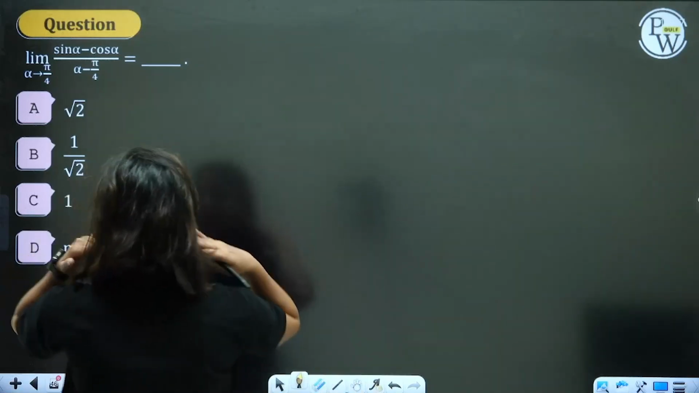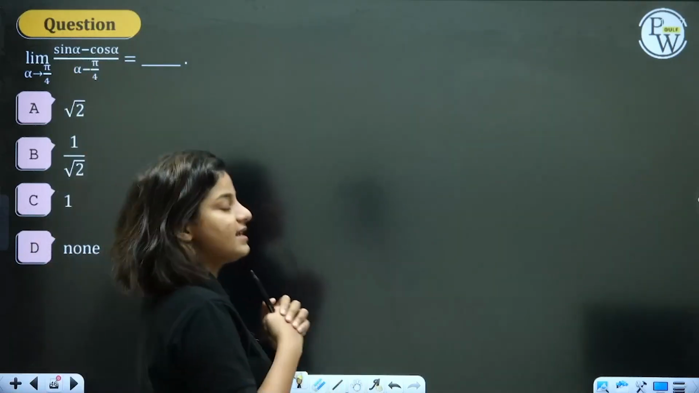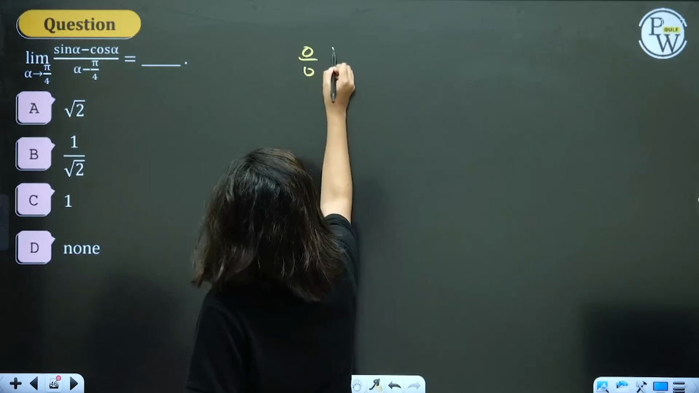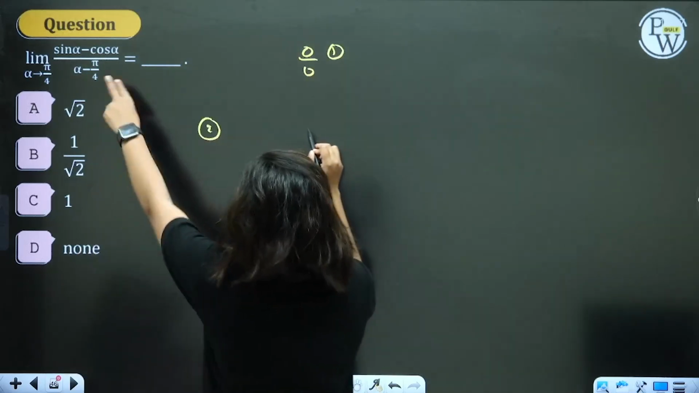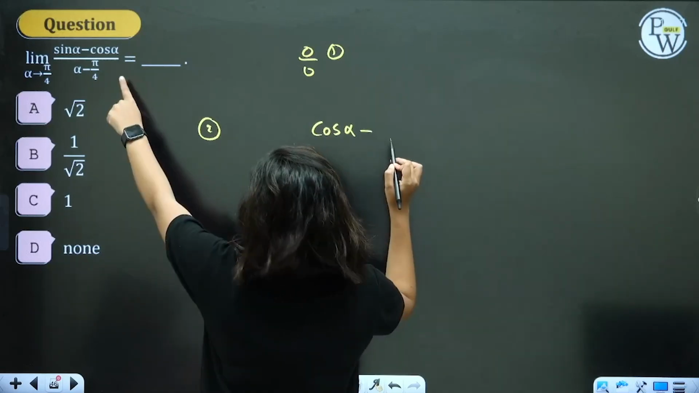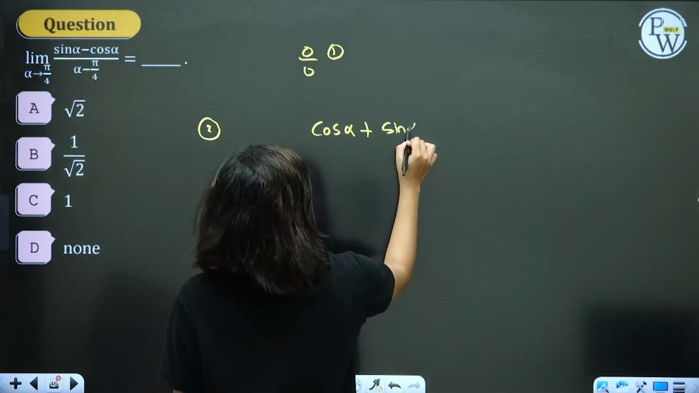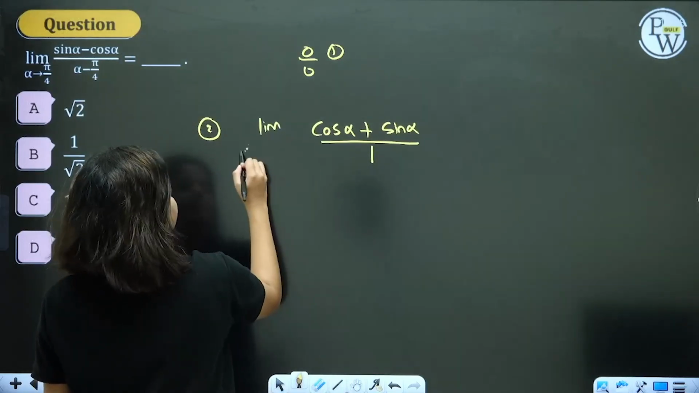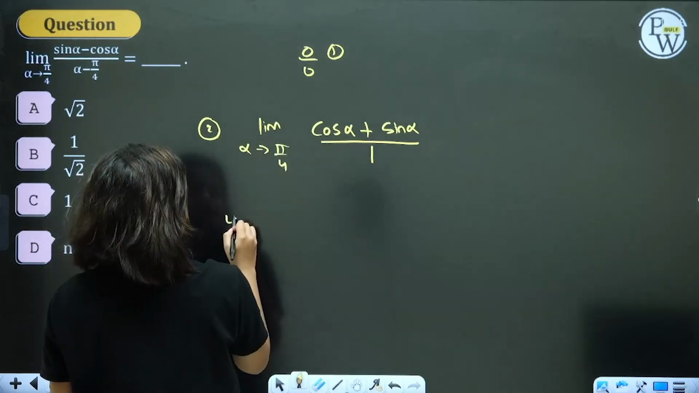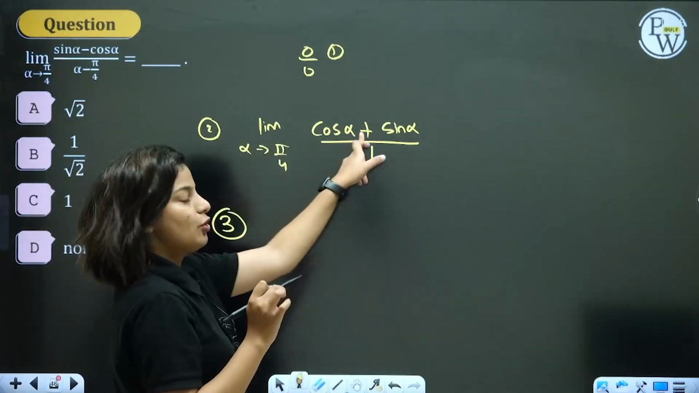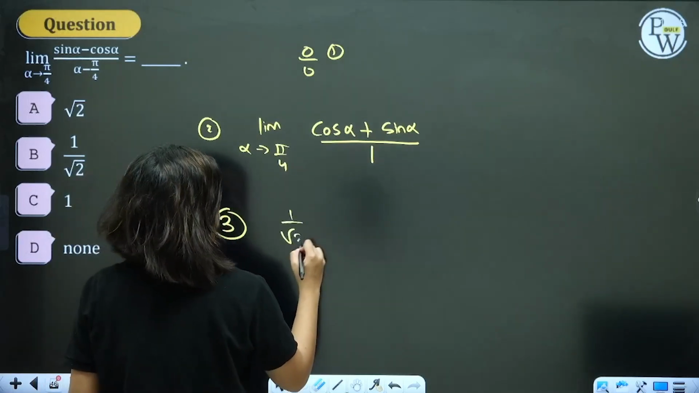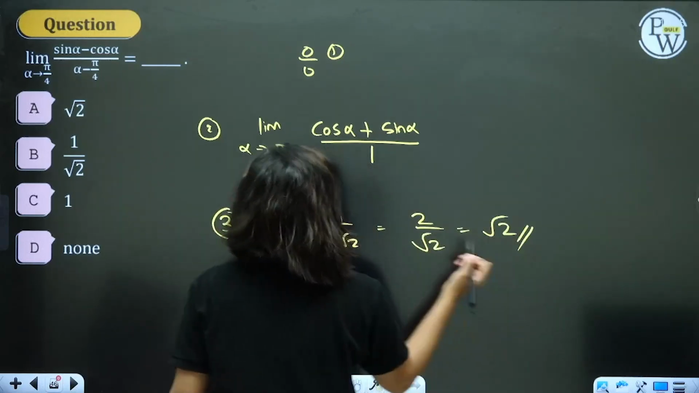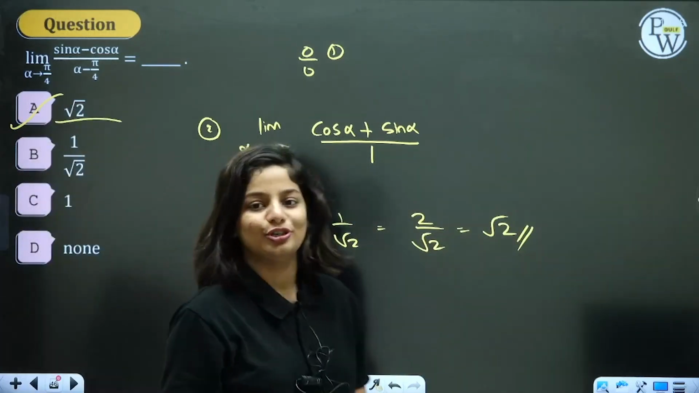great. Last question probably, limit alpha tends to pi by 4 sine alpha minus cos alpha upon alpha minus pi by 4. Put alpha as pi by 4, you are getting 0 by 0, isn't it? First step. Second step, differentiate sine alpha, cos alpha. Differentiate cos alpha, minus sine alpha. Minus of minus plus. Differentiate alpha 1, pi by 4 0. Put the limit. Third step, apply the limits. Cos pi by 4 plus sine pi by 4. 1 by root 2 plus 1 by root 2. 2 by root 2, which is equal to root 2. Answer is option E.